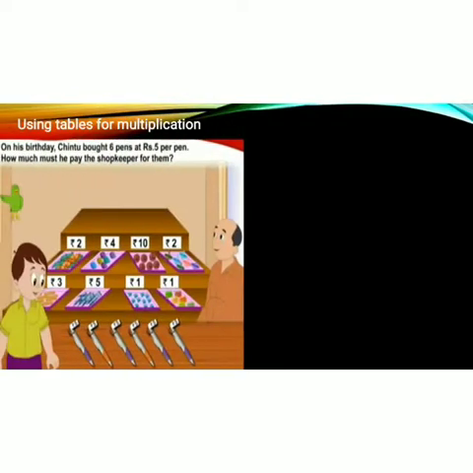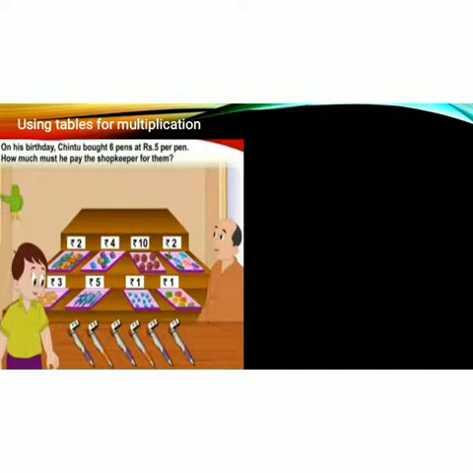Now, using tables for multiplication. Now how can you use the tables for multiplication? Now children, here some word problems are given. On his birthday, Chintu bought 6 pens at rupees 5 per pen. How much must he pay the shopkeeper for them?